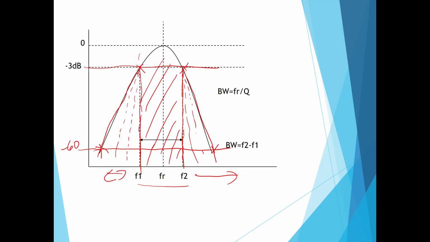And we have here, for example, F3, and here, for example, F4. So that means the bandwidth of minus 3 dB divided by the bandwidth of minus 60 dB. You can see that this is F2 minus F1 divided by F4 minus F3.